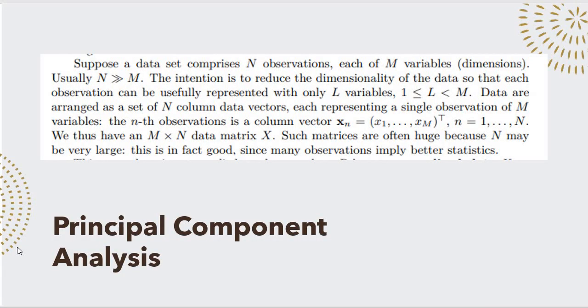So if we are having a data set that comprises n observations, each of m variables, usually like हम लोगों ने n observations consider करे हैं, each of m variables or dimensions. So usually n is greater than m. The intention, the objective, is to reduce the dimensionality of the data so that each observation can usually be represented with only one variable.